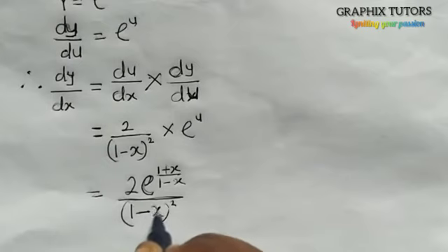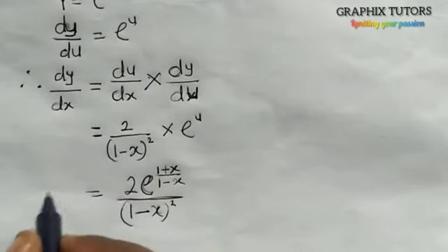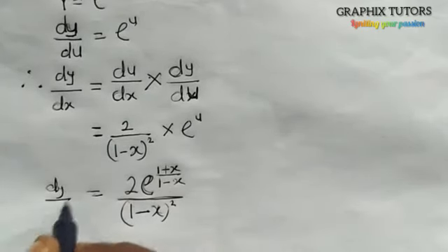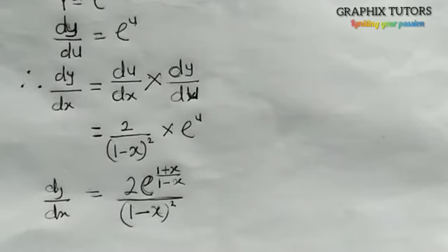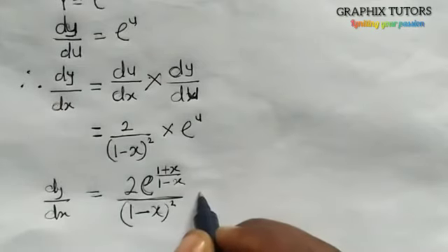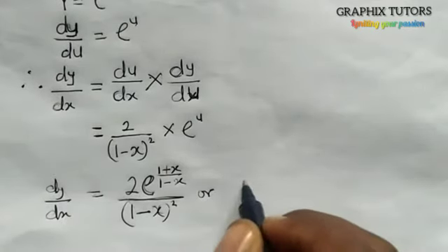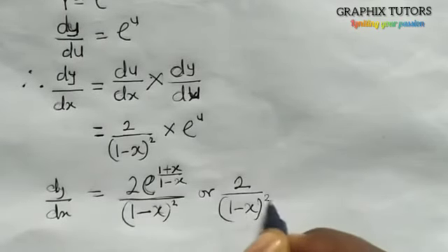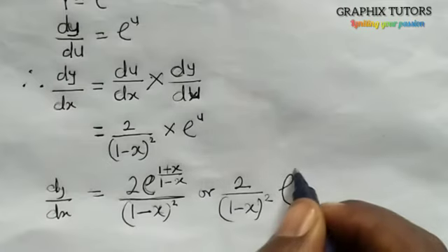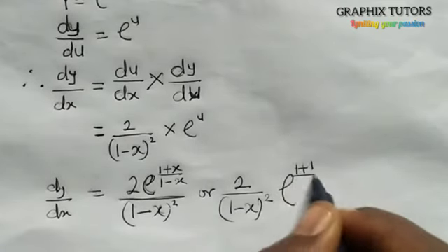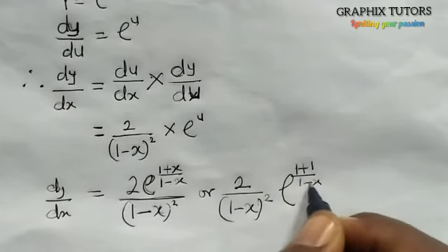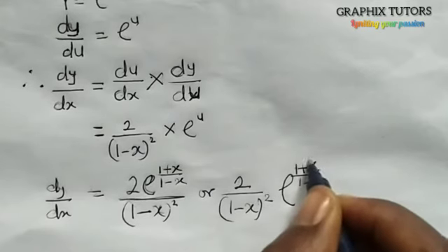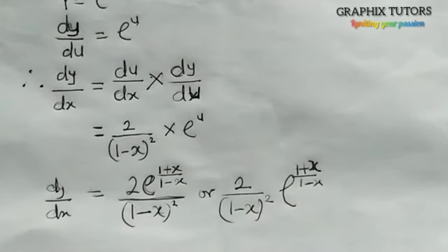So you can put it this way, right? So this is my dy over dx. Either you put it this way, or however you want to write that, you simply write 2 all over 1 minus x all squared, then we have e to the power of 1 plus x over 1 minus x. So you can put it this way also. So this is what we have.